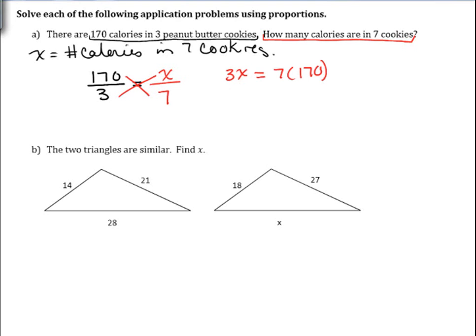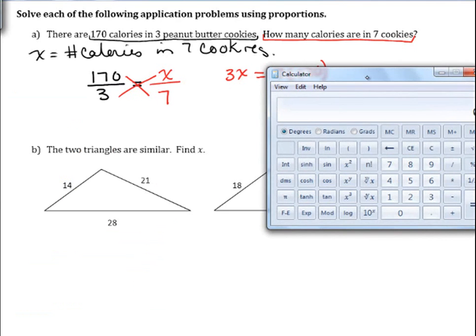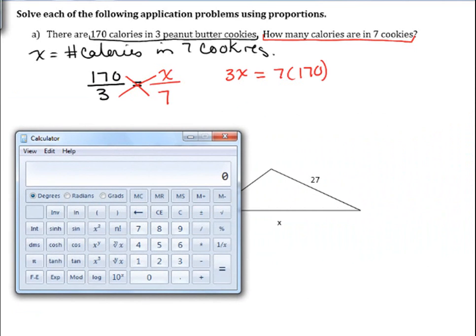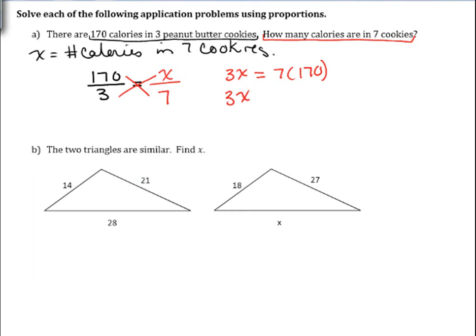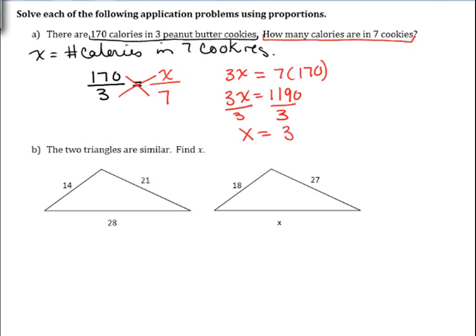Sorry, I said 70, that was 170. I'm going to bring up my calculator so we can do this calculation. So we're going to multiply 7 times 170, and that gives us 1190. 3x is equal to 1190, and then divide both sides by 3. That will give us x is equal to, and then just hit divided by 3 in your calculators, 396.6 repeating.